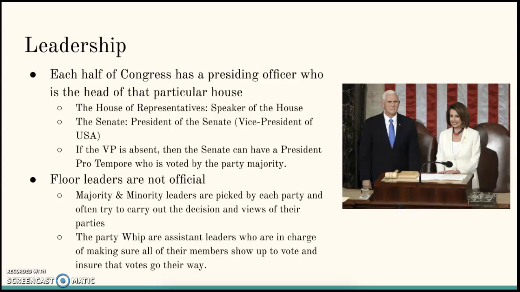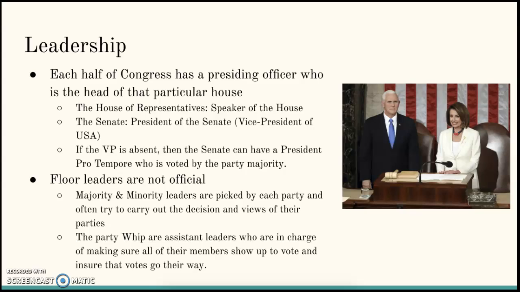In the House of Representatives, we have what is known as the Speaker of the House. Currently, Nancy Pelosi is the Speaker of the House, and in the Senate, the President of the Senate, who is also the Vice President of the United States. Currently, Mike Pence, the current Vice President, is considered the President of the Senate.